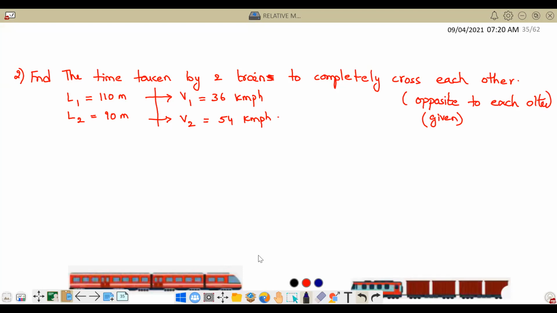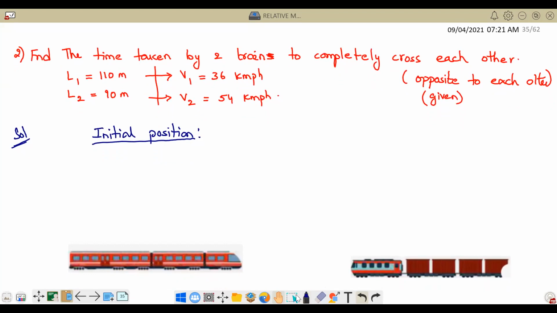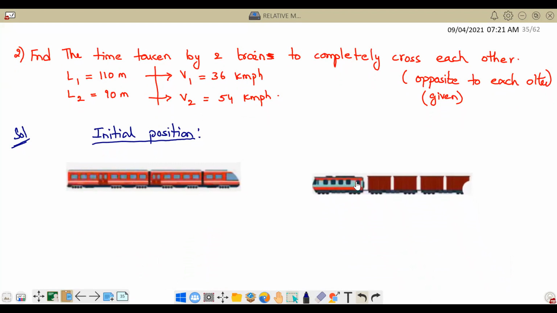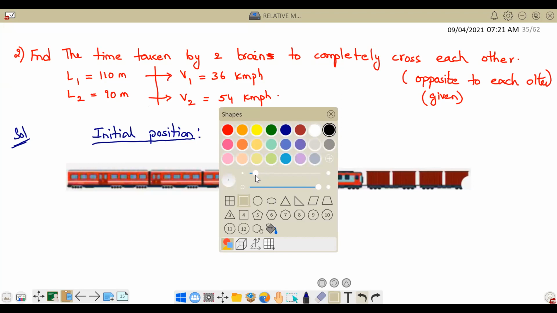Okay, so now let us assume these two trains like this. First let us say the initial position. How to take the initial position and final position is what you have to understand from this model. If you can understand how to take initially and how to take finally, then you can solve any type of problem. So let us say this is the first train, and this is the second train. They will not mention how to take the initial position. They'll just give the data. That's all.